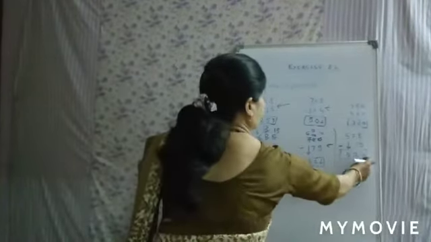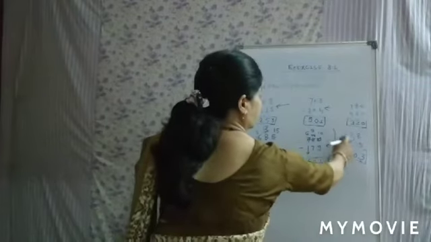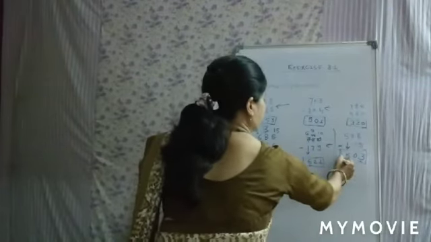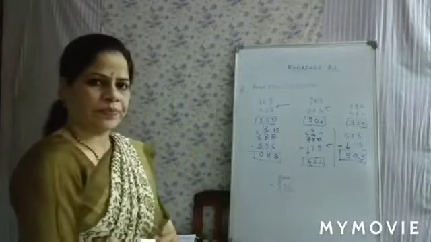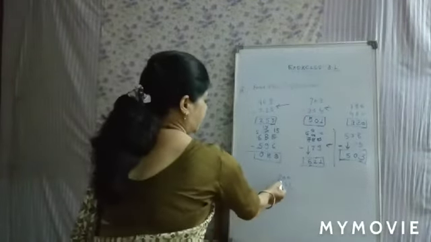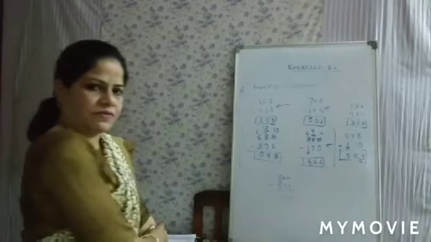8 minus 5 will be 3. 7 minus 7 will be 0 and 5 as it is you have to write. The difference is 503. Now last one, 800 minus 521.